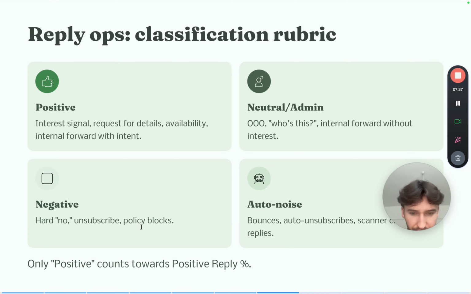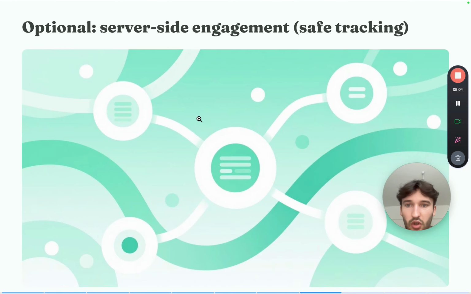So only positive replies will count towards your positive reply rate, but you also want to make sure that when you're measuring your reply rate, that you ignore the auto noise and the out of office replies, because they're going to make it look like your reply rate is way higher than it actually is. You want to be looking at the reply rate that is literally just from humans and measuring off of that.